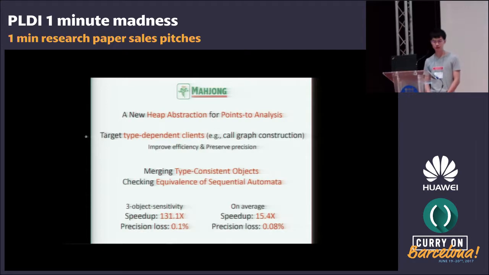Our results are promising. For 3-object sensitivity, the most precise analysis we use, we can achieve a speedup of 131 times while causing a precision loss of only 0.1%. And for the other analyses we use, we can achieve a speedup of 15.4 times while the precision loss is only 0.8%. If you want to know more details, please come to my talk. Thank you.